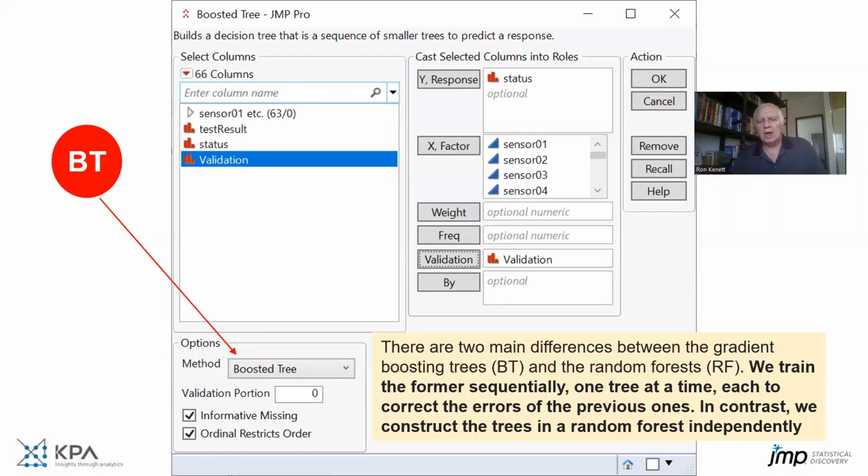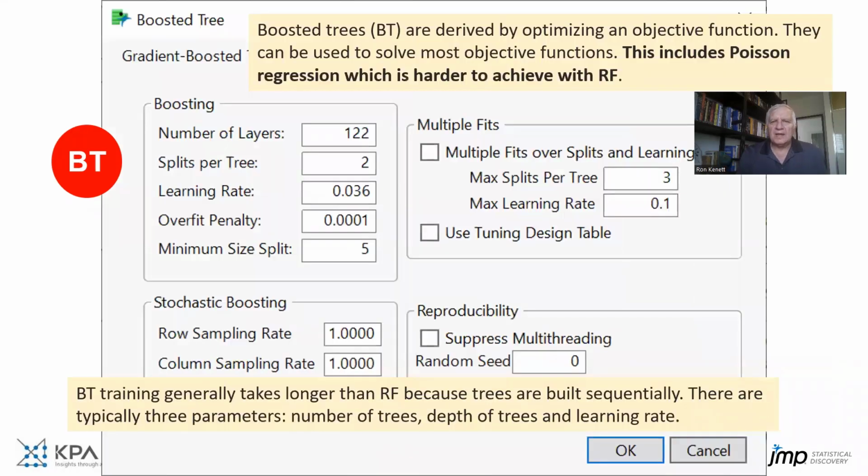So one approach we can take is to use a boosted tree. We put the status as the response, the 63 sensors as factors. The boosted tree is trained sequentially, one tree at a time. The other model we're going to use is random forest, and that's done with independent trees. So there is a sequential aspect in boosted trees that is different from random forests. The setup of boosted trees involves three parameters: the number of trees, the depth of trees, and the learning rate. This is what JMP gives as a default.